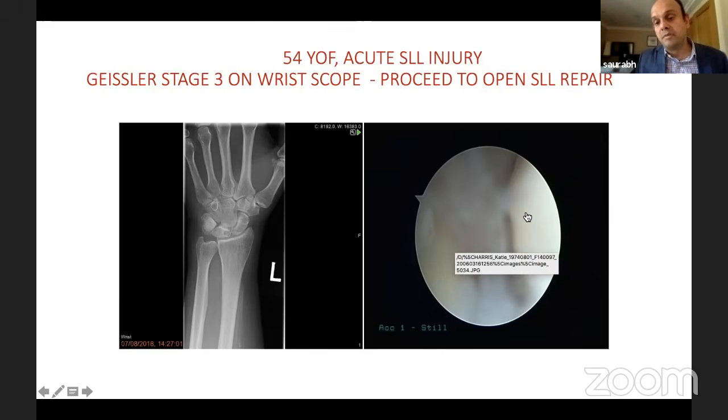If you see, this is the lunate, this is the scaphoid, and you can see there's a huge gap. You don't need to know this for the exam, but this is a stage 3, which I'll show you in the next slide. But bottom line is, it's a scapholunate ligament injury. This is an injury enough for me to do an open scapholunate ligament repair.